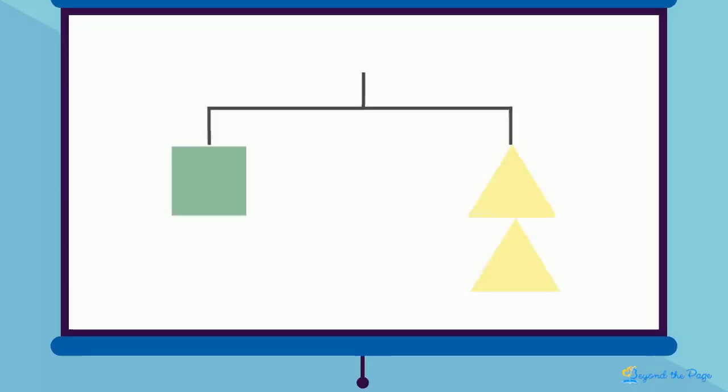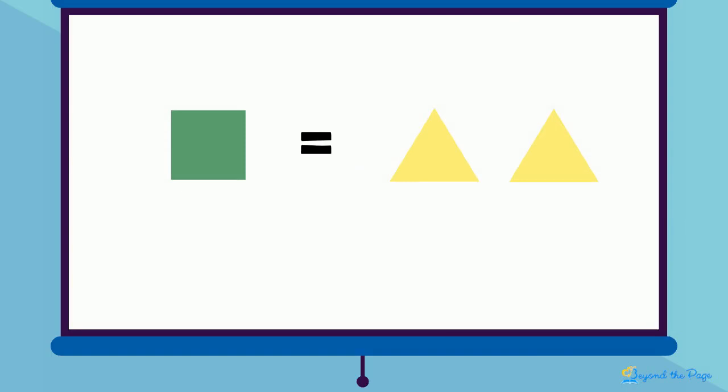Now look at a hanger diagram that is balanced. What must be true about the relationship between the square and the triangles? Because the hanger is balanced, you know that one square is equal to two triangles.